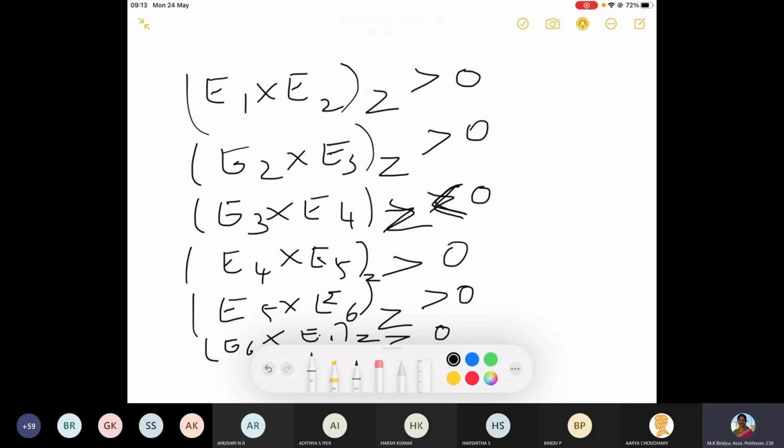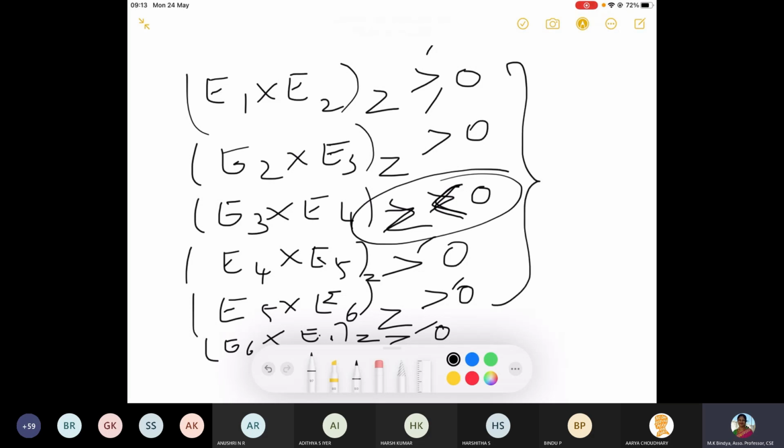You can see that the second step is over. The second step is to compute the cross product of adjacent edges. If all the cross products give the same sign, you can see this is greater than 0, this is greater than 0, this is also greater than 0, but this is less than 0. So if all are the same, then it is convex. Otherwise, it is concave. Now you tell me, is it a convex polygon or a concave polygon?